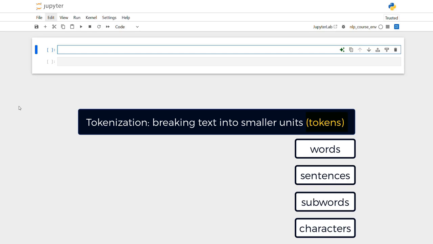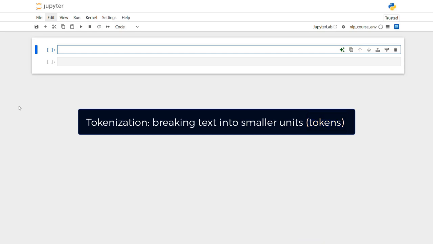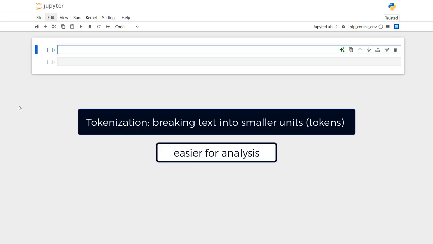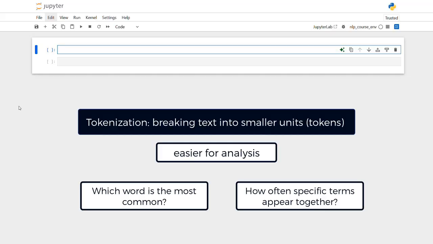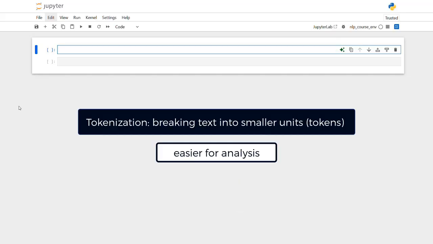We use tokenization because breaking text into smaller parts makes it easier to analyze and understand. For example, looking at individual words can reveal patterns, like which words are most common or how often specific terms appear together. Now let's look at some examples of sentence and word tokenization using the NLTK package.